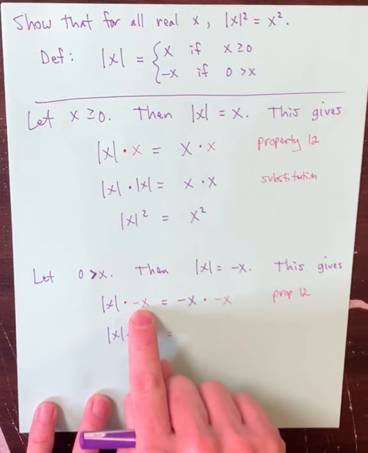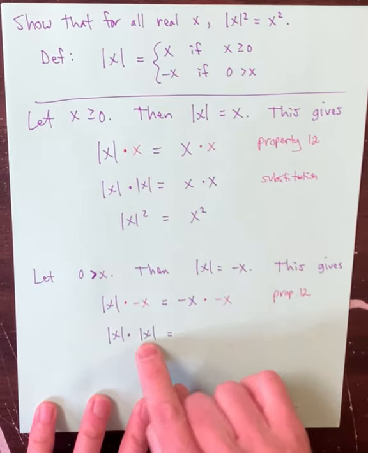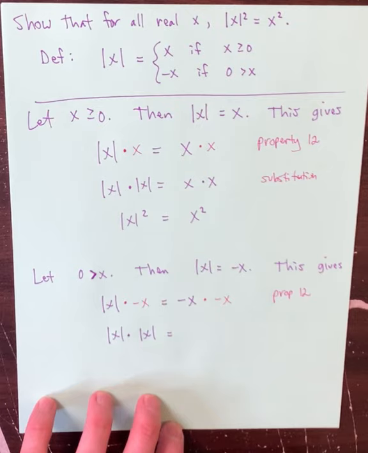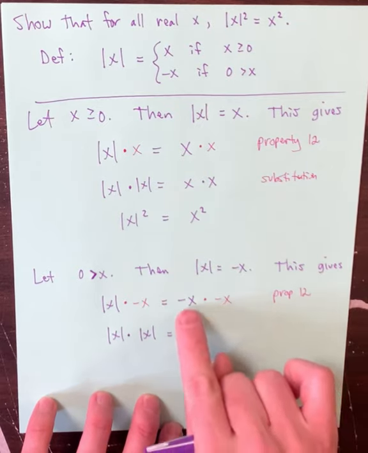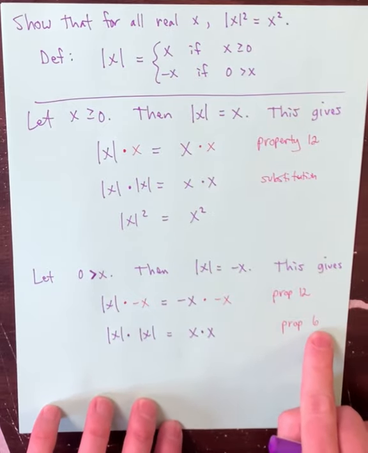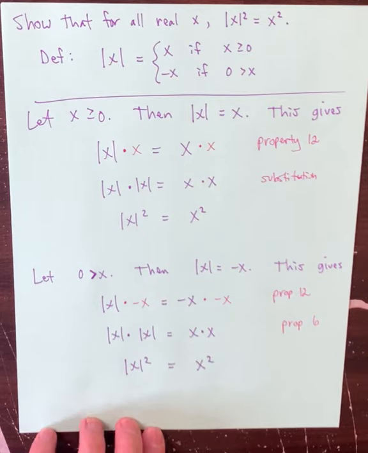Now here again, instead of negative x, let me replace it by the absolute value of x. That's just by substitution. But on this side, I want to use something a little different. If you look at property number 6, carefully look at property 6. Property 6 says that this here is the same as that there. You really want to look at property 6 because that gives us that into that. So that is what we wanted, and so we're pretty much done.